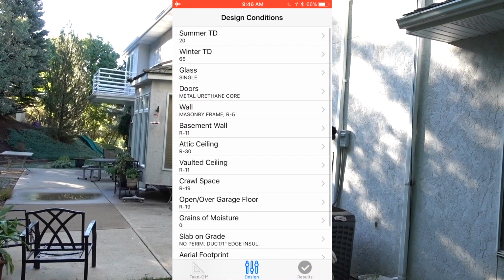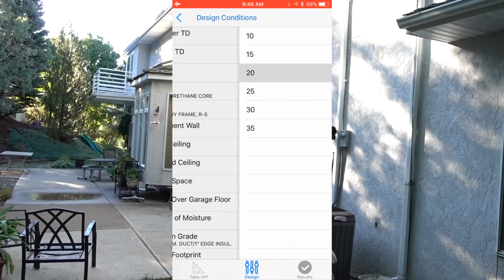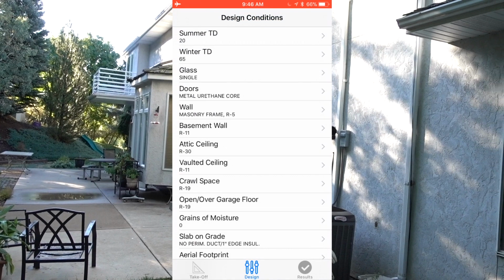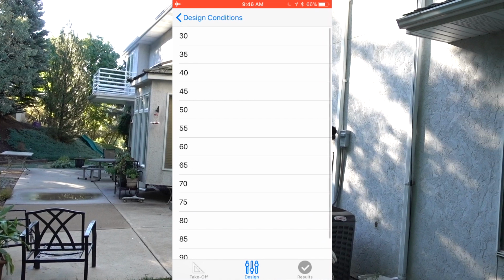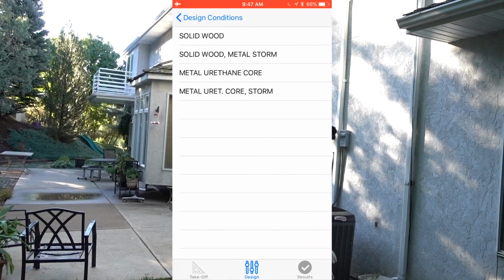I'm going to go into my design conditions. On the summer TD, 20 degrees is the typical design conditions. Winter TD, we're up at the top of Bountiful, and I can tell you from living up here that we're about 5 degrees colder than Salt Lake City. So whereas Salt Lake City is a 65 degree design temperature difference, up here I'm going to put it at 70. The doors are going to be solid wood.